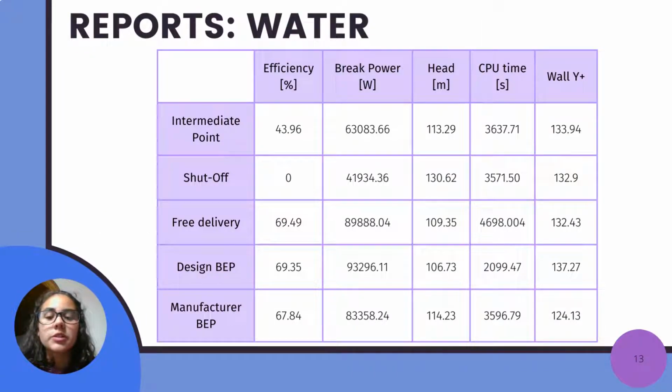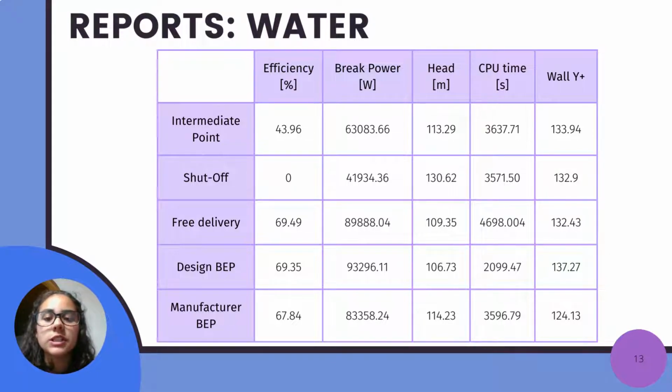Once the mesh and the reports are generated, 5 simulations for water and 5 simulations for mineral oil were run. For the water reports, the 5 simulations were done at the following mass flow rates: 0, 19, 182, 210, and the BEP, which in this case is 224 cubic meters per hour, obtaining that the pump design is better than the one given by the manufacturer.